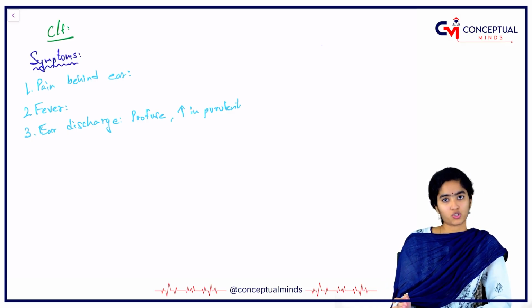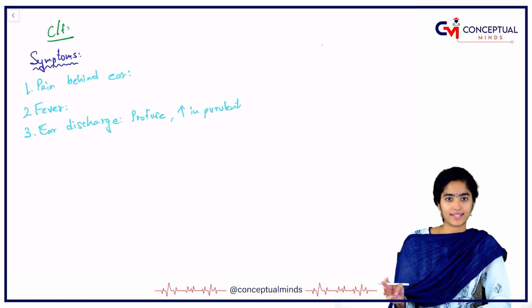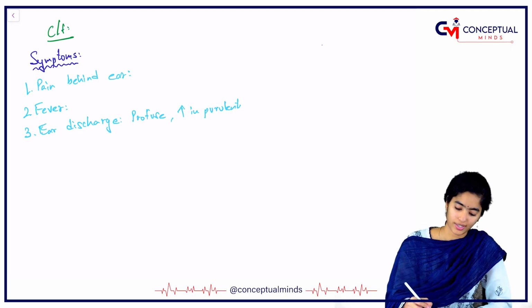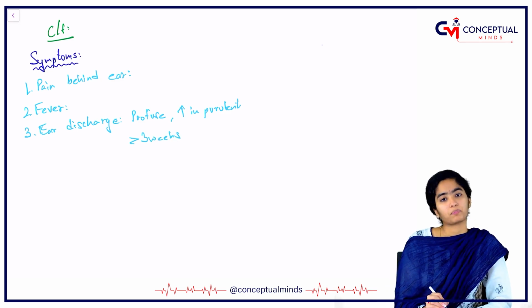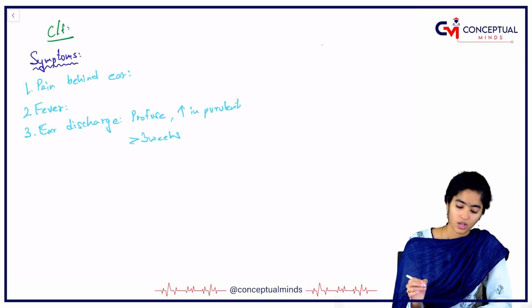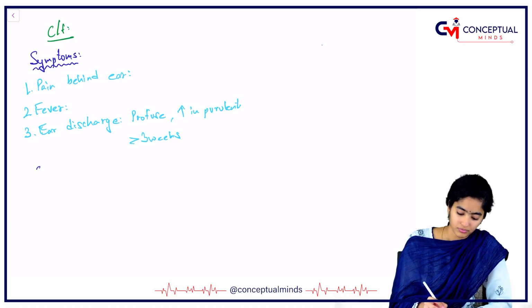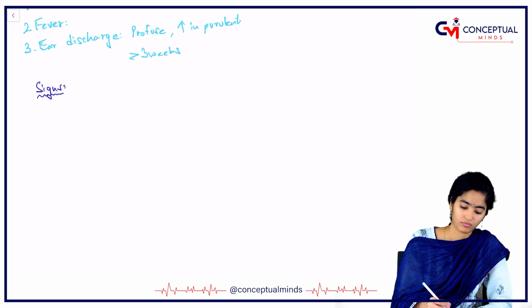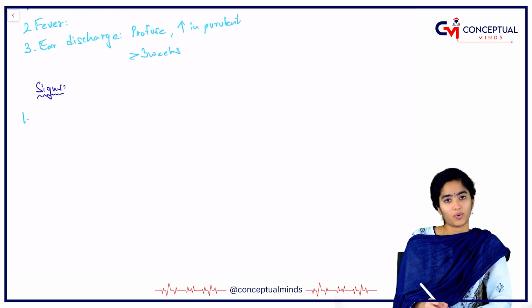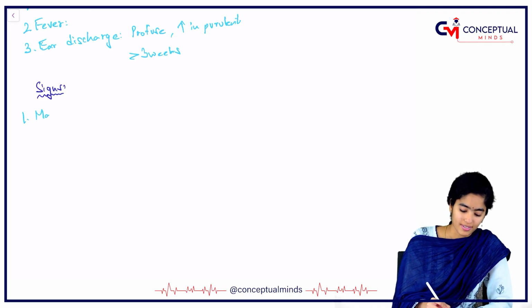So, if the discharge persists beyond 3 weeks, generally think of mastoiditis. It has to be profuse and purulent, and if it's more than 3 weeks, think of mastoiditis. What are the signs? Number 1, there is mastoid tenderness.